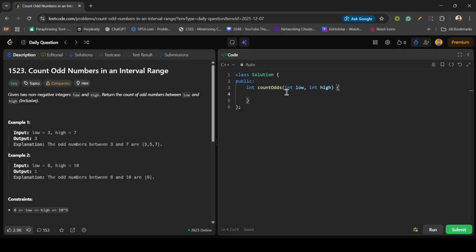How? See, for example, if I talk about numbers from 2 to 10, then it will be 2, 3, 4, 5, 6, 7, 8, 9, and 10. Now if you see here, the odd numbers between 2 and 10, including 2 and 10, will be 3, 5, 7 and 9. So 4 odd numbers are there. Now 10 minus 2 will be what? It will be 8, and 8 divided by 2 is 4. Understood? Yes or no?